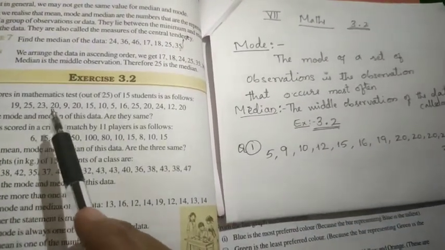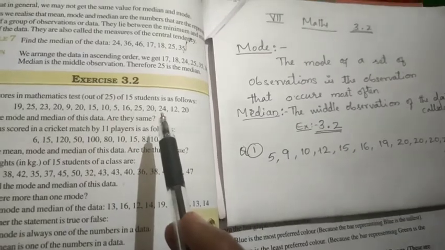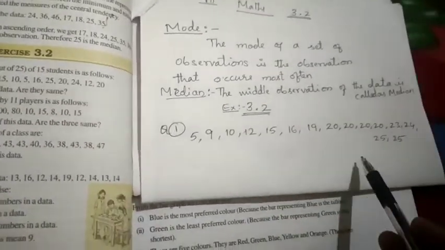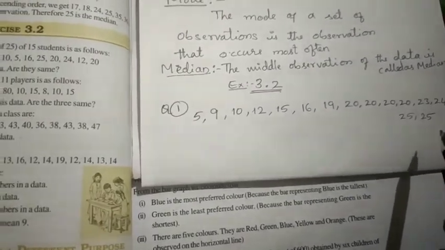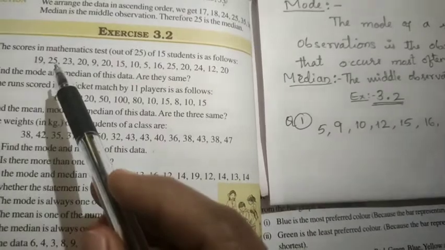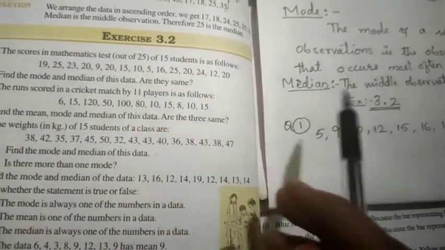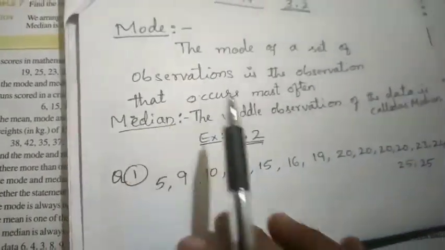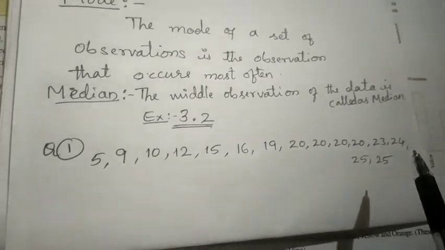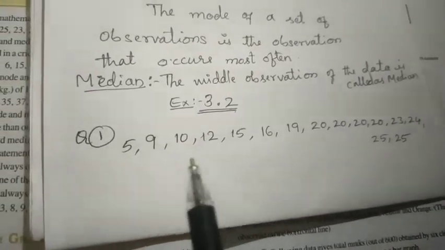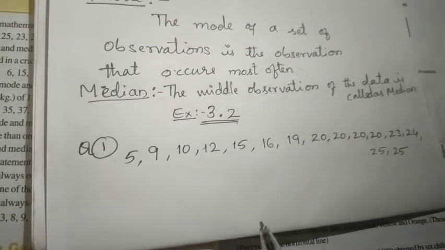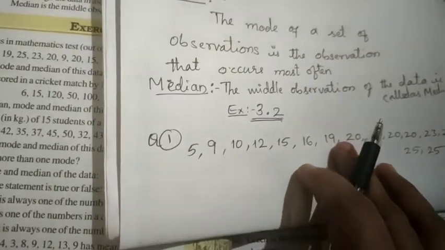Then 24, see the pen I am pointing, 24 is there only once, so I have written here on the paper only once. Then 25, yes, 25 twice is there, so I have written 25 down. If you can, please write in only one line. Now this is the given data we have arranged in ascending order. We have to find out its mode and median.